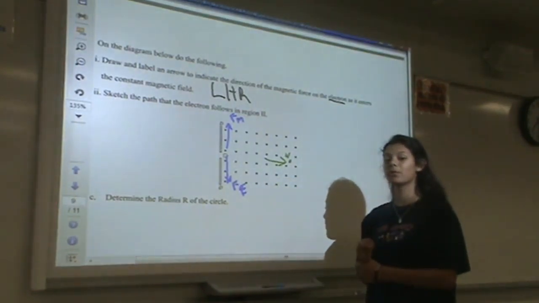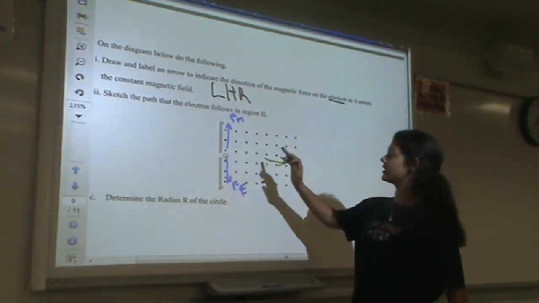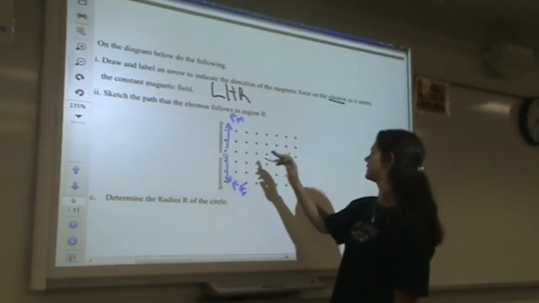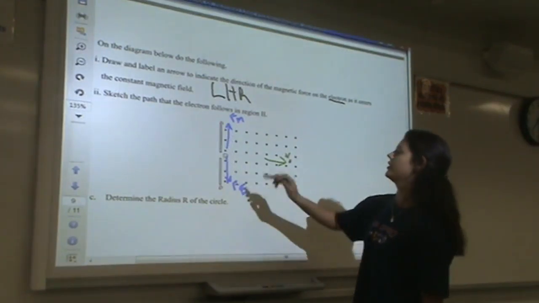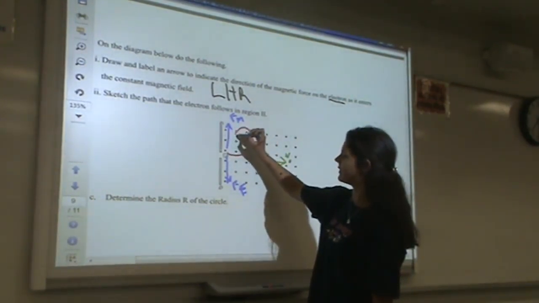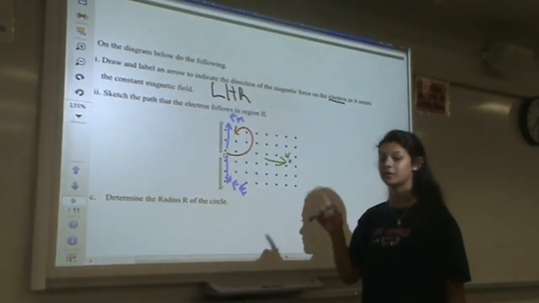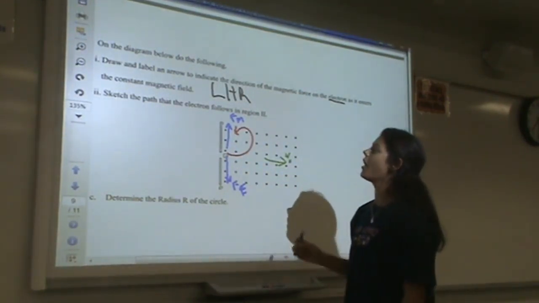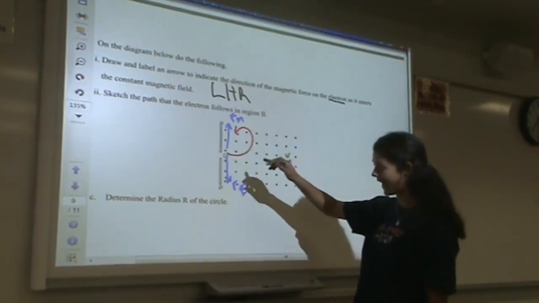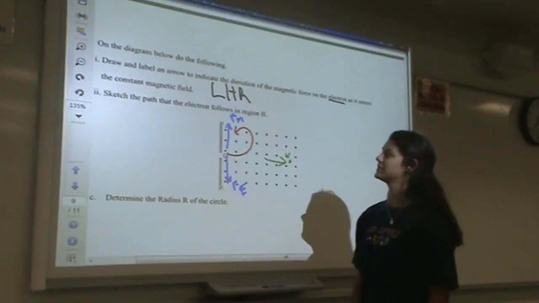Okay, and there's a special rule that says if the magnetic force is perpendicular to the velocity, the particle will move in a circular path towards the magnetic force due to centripetal force being created. So our electron will have a circular path towards the magnetic force in region 2.